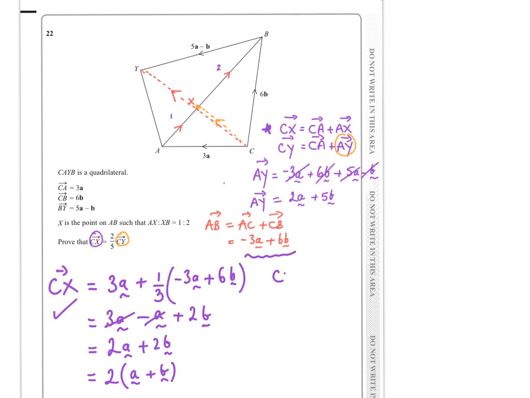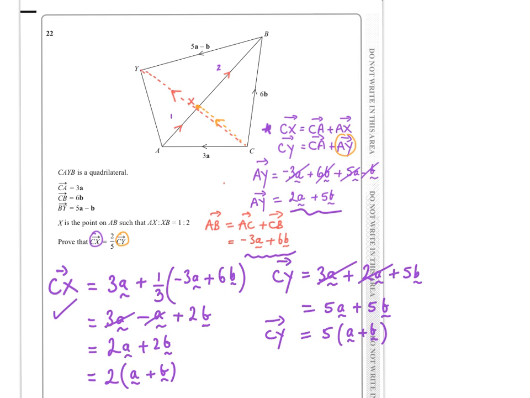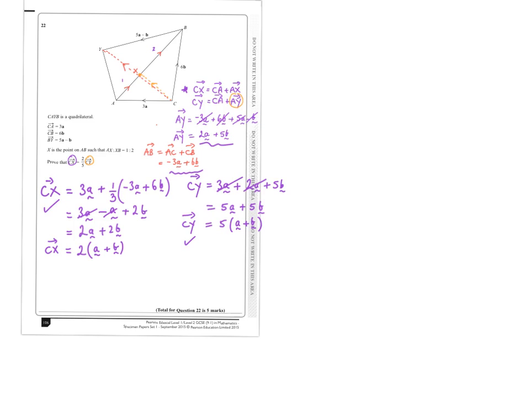Now all we have to look at is C to Y, and we've got CA again, which is 3A plus AY, which we had here. And neaten that up, and we have 5 lots of A plus 5 lots of B. Take out the scalar part and leave the vector part intact, and so we have CY. Here we had CX, and now we can make our final conclusion here, and we can say here that from here we had CX equals 2 lots of A plus B, which would mean that CX over 2 equals A plus B.